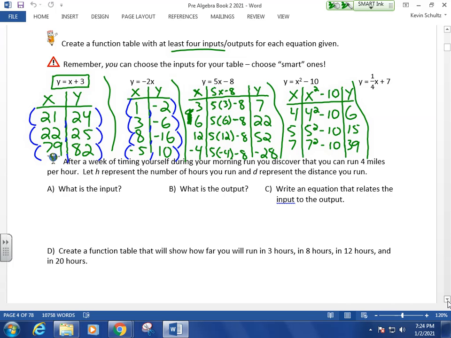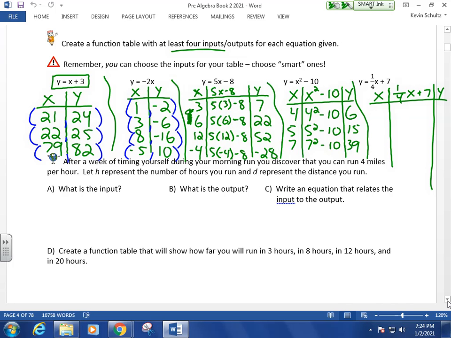The last one here. Save the best for last, because with that fraction, you can really be smart in the values that you choose. That'll look like y equals 1/4 x plus 7. Okay, and we'll put our y over here.